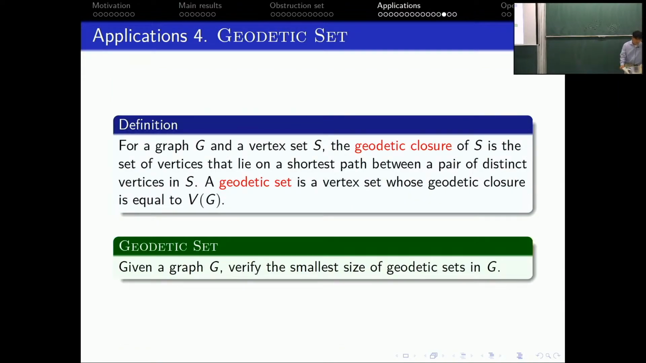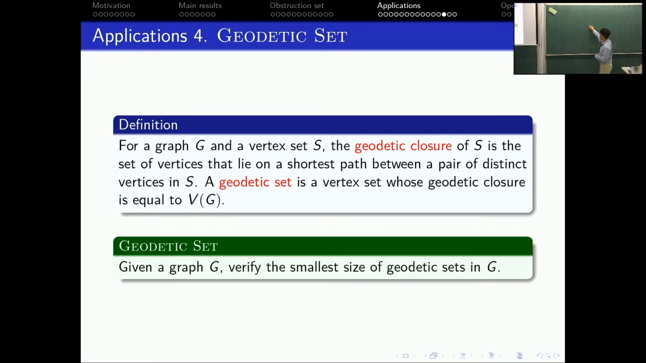And the last application in this talk is geodetic set. What is geodetic set? For a graph G and a vertex set S, the geodetic closure of S is the set of vertices that lie on a shortest path between a pair of distinct vertices in S. So let's see some example.